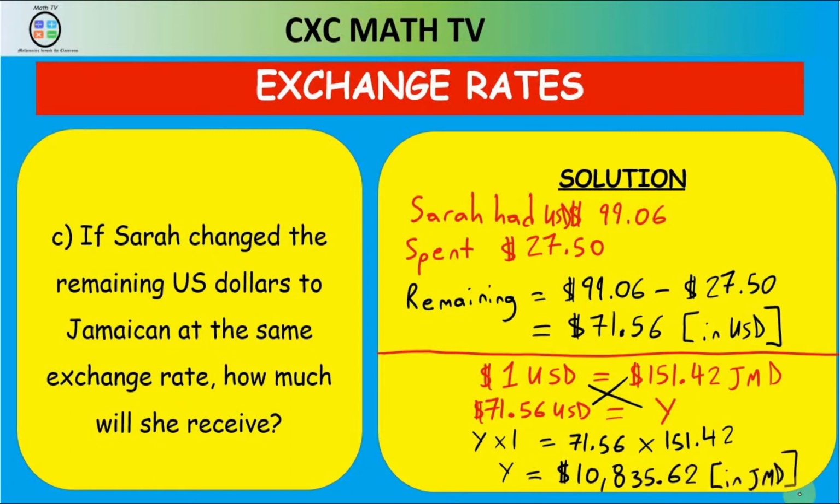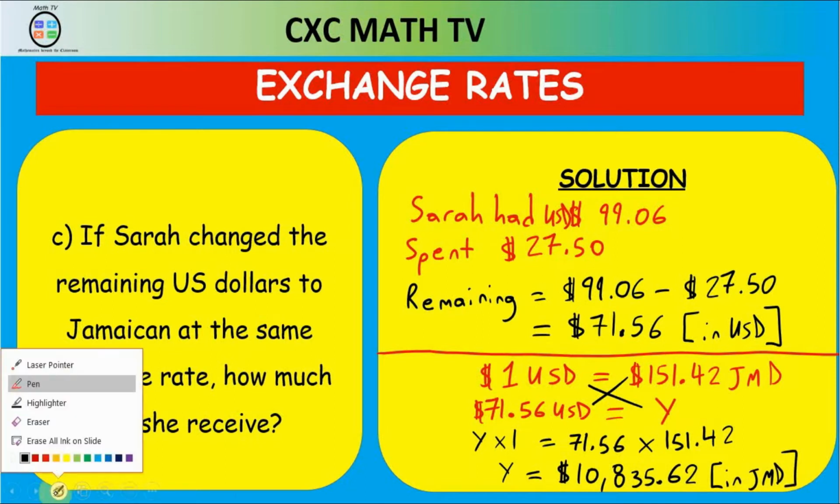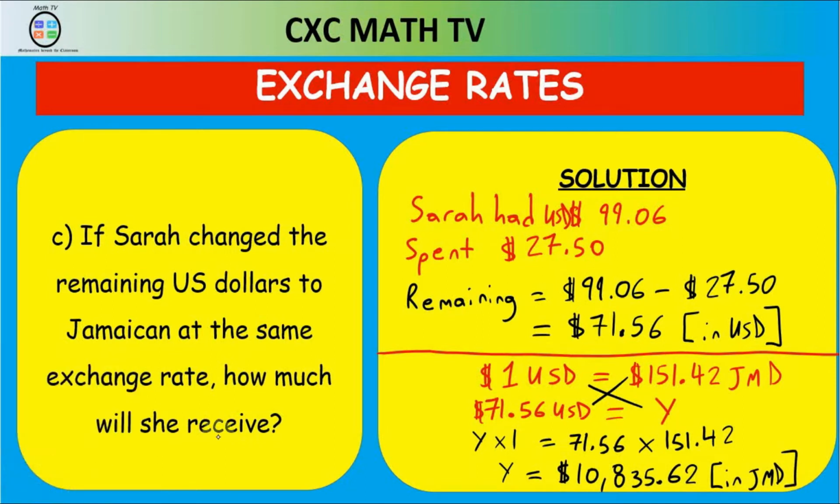So that's how much money Sarah still has, right? So when she converted her remaining funds back to JMD, Sarah has JMD $10,835.62. All right, and that's how you do that question. Really nice. All right.